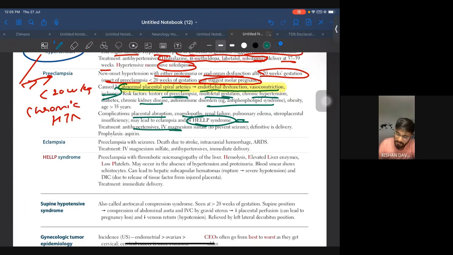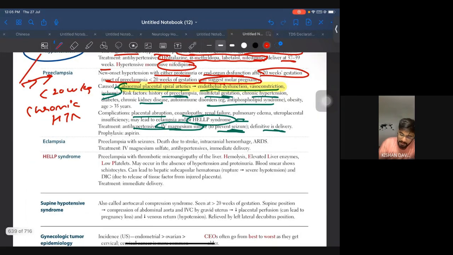Treatment: antihypertensives, IV magnesium sulfate to prevent seizures, definitely with delivery. Now one important point: for prophylaxis you will give aspirin, so that this episode does not happen next time. For that you will be giving aspirin. Read the question properly. What drug should be given in order to prevent such episodes in future? So your answer will be aspirin.